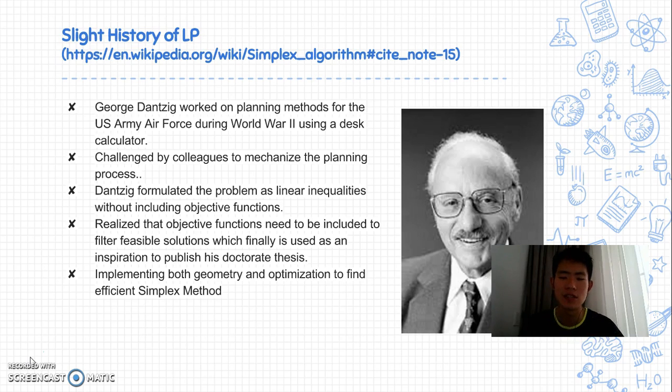Okay, so that is a little bit of a summary of LP, but in terms of the history itself, it wasn't really popular except that Dantzig actually popularized it using the simplex method. He was trying to mechanize the planning process, challenged by his colleague in the US Army Air Force during World War II, and then Dantzig formulated these problems using linear inequalities. But at that time it wasn't including the objective function, so it was very slow and was not really fast enough to generate these optimal variables.